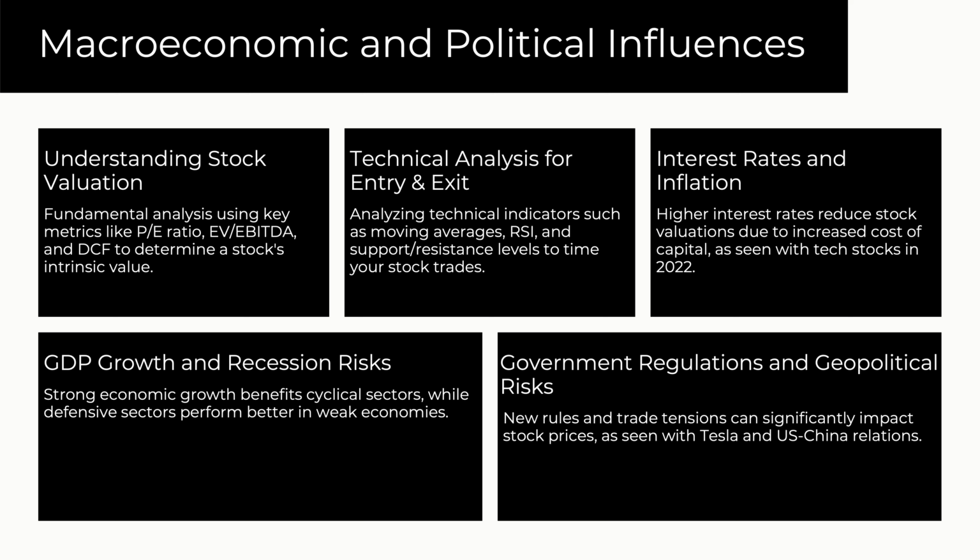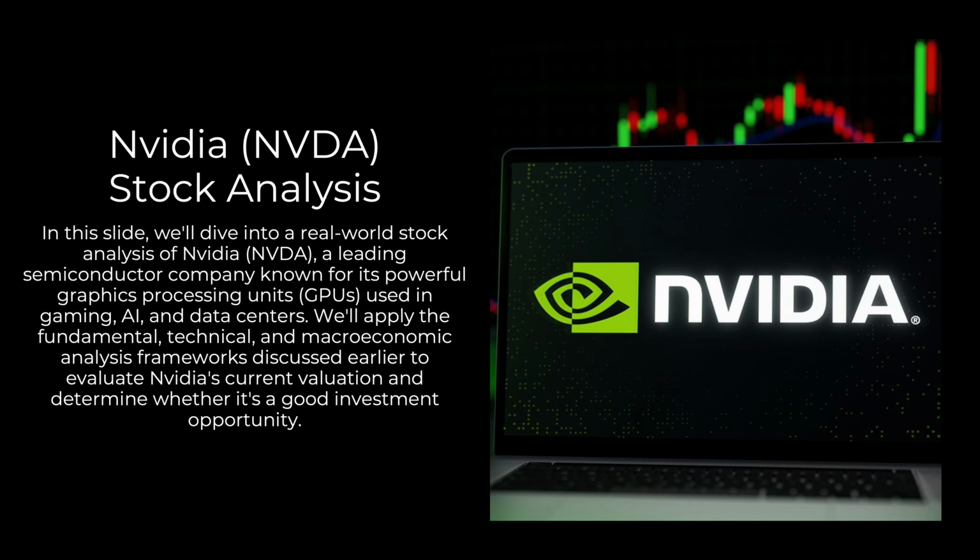4. Political and regulatory risks. Government regulations. New rules for big tech, AI, and EV subsidies can impact stock prices. Example: Tesla's stock price depends heavily on government EV incentives. Geopolitical risks. U.S.-China trade tensions affect companies like Apple and Nvidia. Oil prices and war conflicts can cause global market uncertainty. Key takeaway: macroeconomic and political factors can override fundamentals. Always watch the big picture.